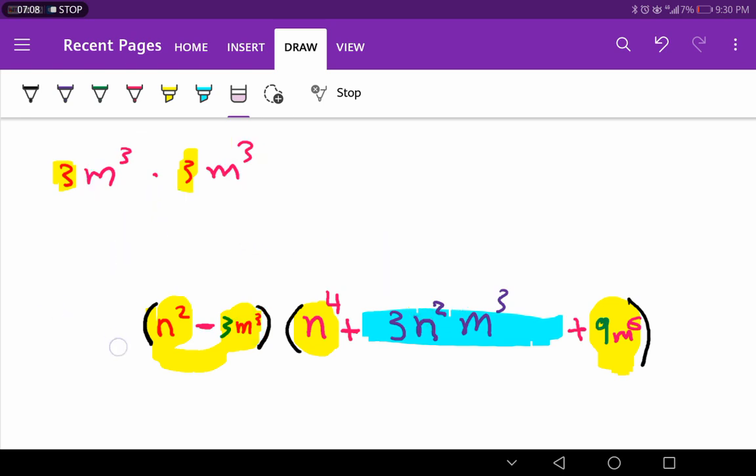Yes. Easy, yes. And that's all about difference between two squares and difference between two cubes. I hope you get all the benefits.